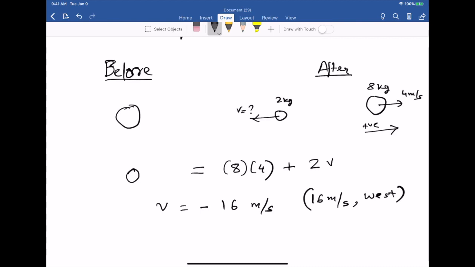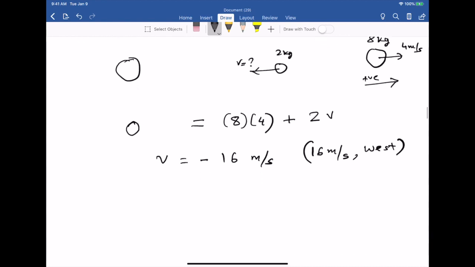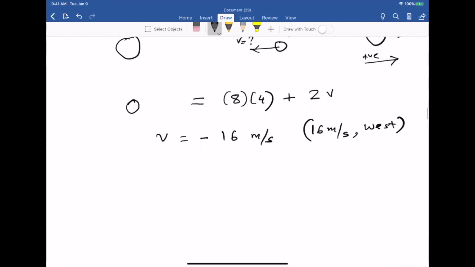And to summarize, the way we did that is we set the total momentum before equals the total momentum after. This is pretty much all you do in all conservation of momentum problems. All right, let's try the second part of slide 12.